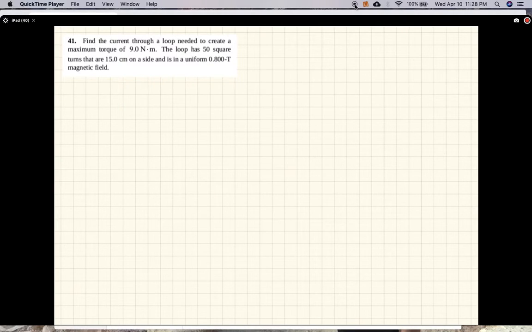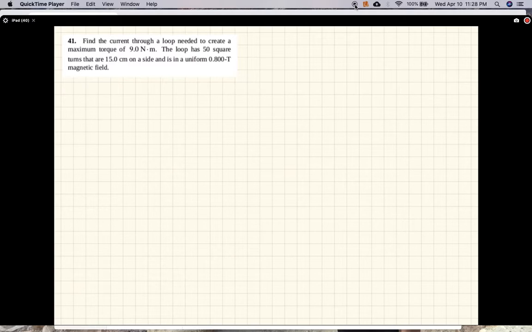Alright, so let's look at this problem. Find the current through a loop needed to create a maximum torque of 9 Newton meters. The loop has 50 square turns that are 15 centimeters on the side, and they're in a uniform field of 0.8 Tesla.